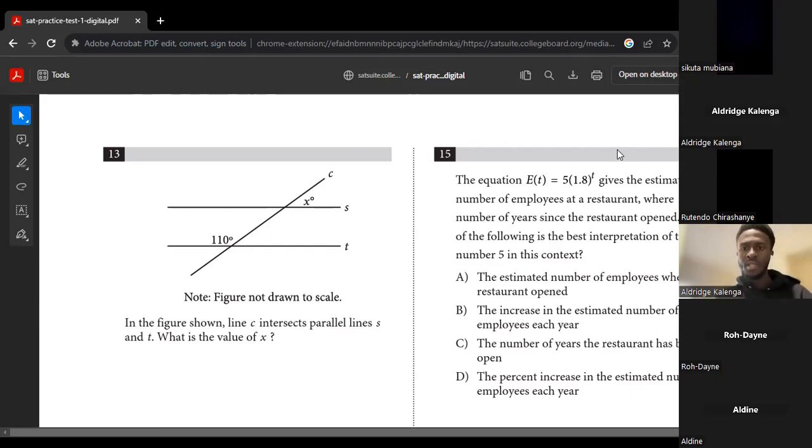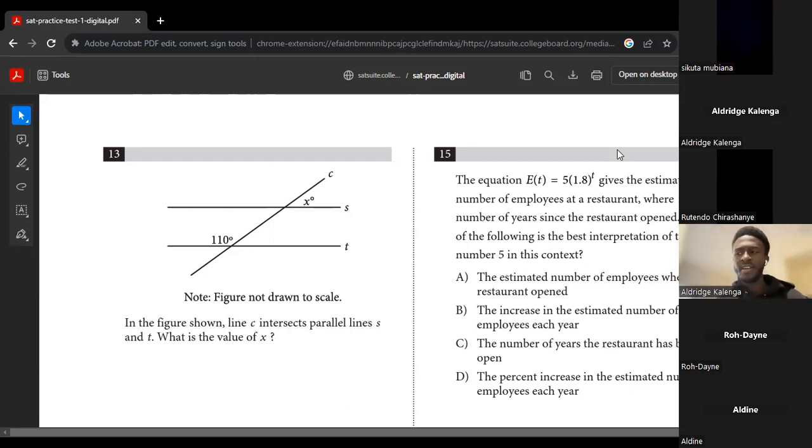So the equation E of T is equal to 5 multiplied by 1.8 to the T. So that equation gives the estimated number of employees at a restaurant, where T is the number of years since the restaurant opened. Which of the following is the best interpretation of the number 5 in this context? Okay, anyone want to go for this?